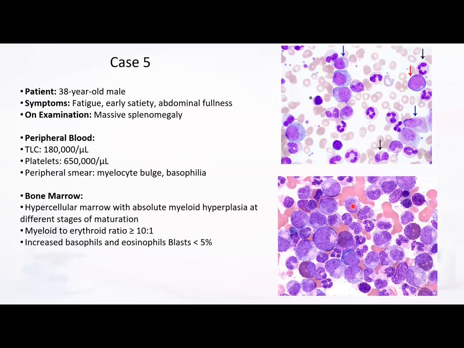So this is a 38-year-old male with common complaints: fatigue, satiety, massive splenomegaly, hyperleukocytosis with thrombocytosis, myelocytic bulge. There are a lot of basophils. All the stages of maturation: myelocyte, metamyelocyte, myelocytic bulge, ME ratio raised 10:1, blasts less than 5%. There is basophilia.